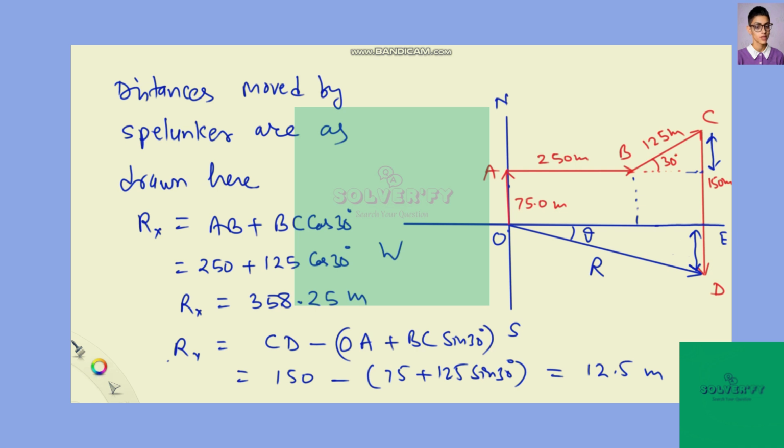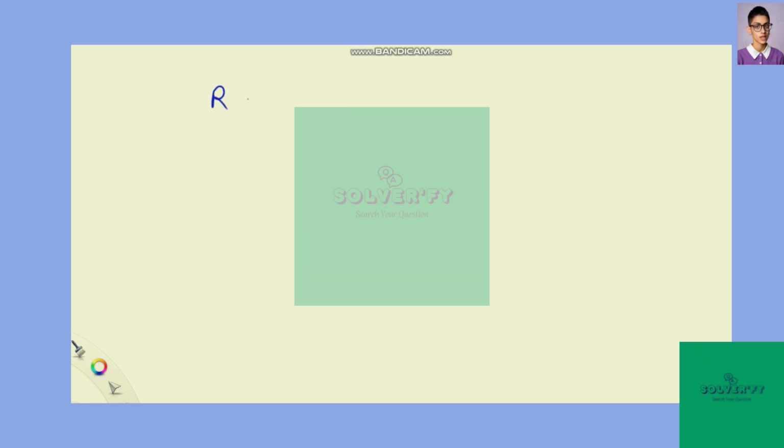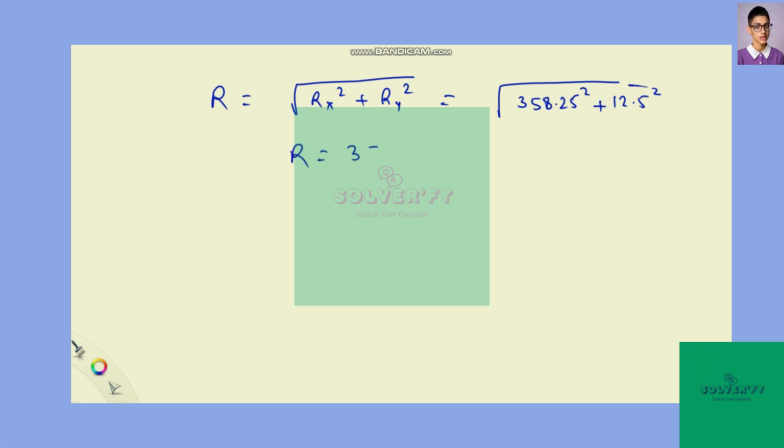So the net displacement will be given by the magnitude of this displacement using Pythagoras theorem, that is square root of Rx square plus Ry square. So this is square of 358.25 plus square of 12.5, and it is calculated to be equal to 358.47 meter, the magnitude of the position of the Spelunker from the starting point.